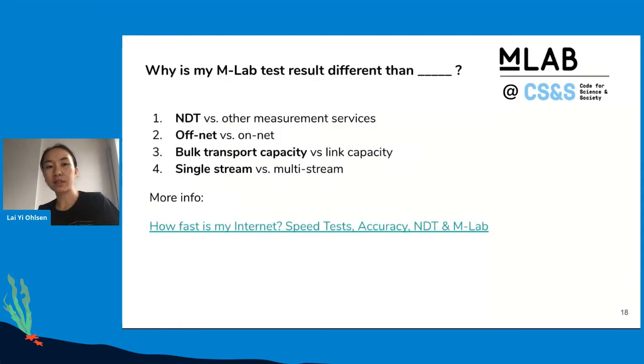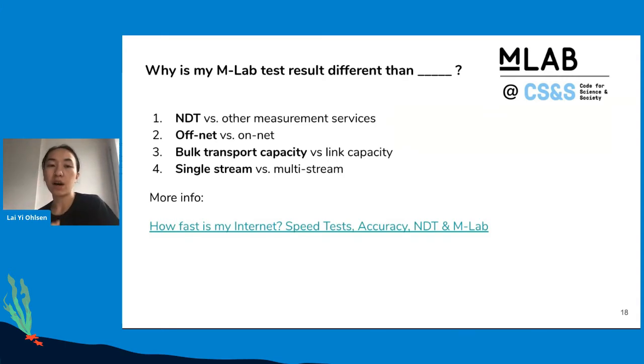This is all information that's useful to have in mind. This is all the prerequisite knowledge for being able to answer the question: why is my MLab test result different than X other speed test or performance test? It really gets into what it is that we're measuring and the differences between those definitions.